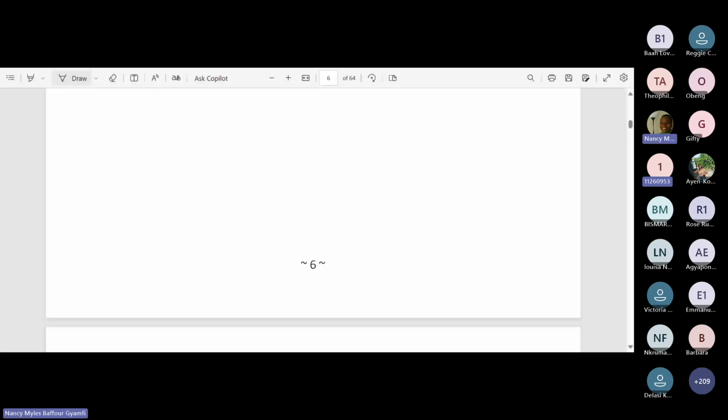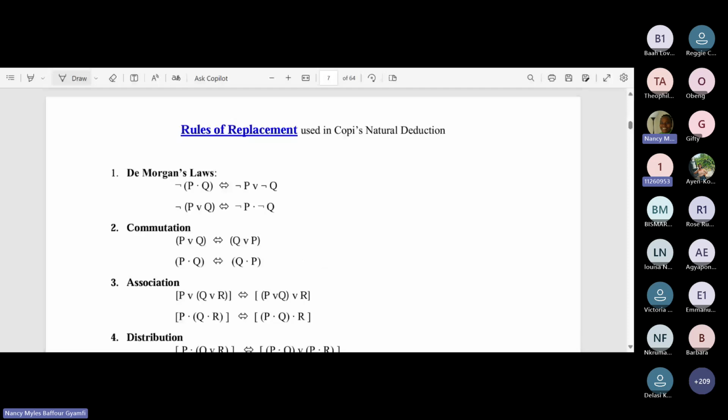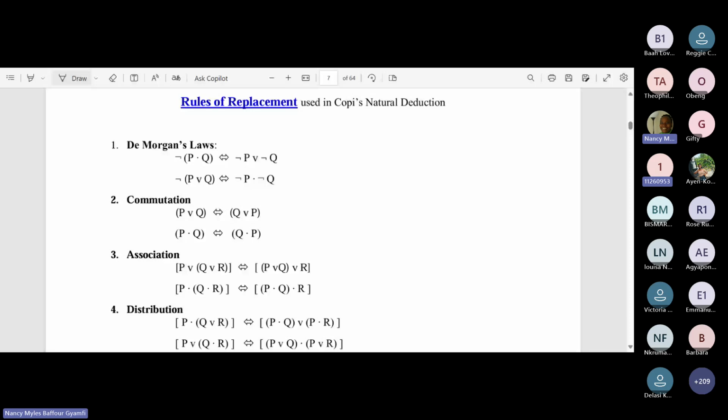Then we get to the rules of replacement. Is everyone watching? Let's all mention the rules. What's the first rule you see on your screen that I'm projecting? Everyone do some. Morgan. More than Morgan. Very good. Well done. Commutation. The rest I won't ask you again.